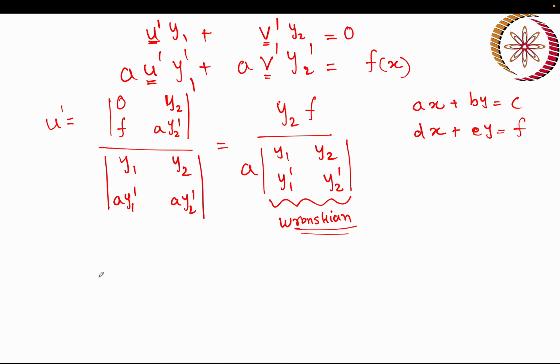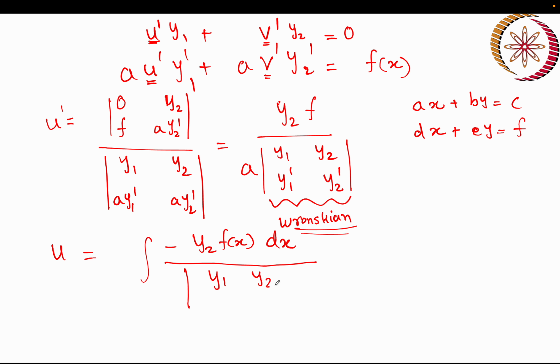So I will write the final form for this. I think this a should not come here, so u is equal to the integral of minus y2 f of x dx, and the denominator will be y1, y2, y1 prime and y2 prime.